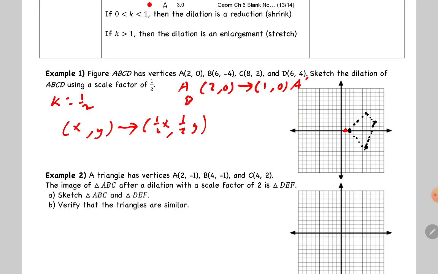B, let's do that again. B is (6, -4). So we're going to take half of 6, which is 3, and half of the y value, which is -4. Half of -4 is -2. We call that B prime. So (3, -2).